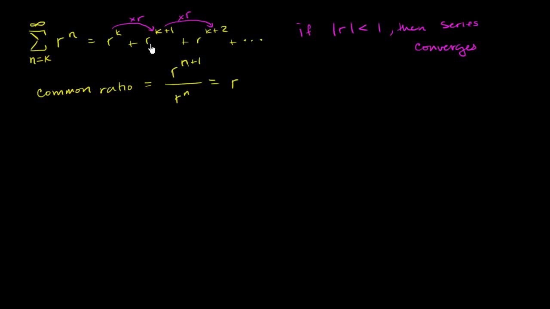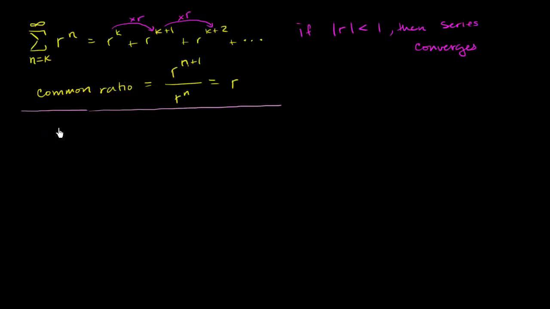But it also makes logical sense that, look, if the absolute value of r is less than 1, then each term here is going to be multiplied by that common ratio, and it's going to decrease on and on and on. And so it makes sense that even though this is an infinite sum, it will converge to a finite value. Now, with that out of the way for review, let's tackle something a little bit more interesting.